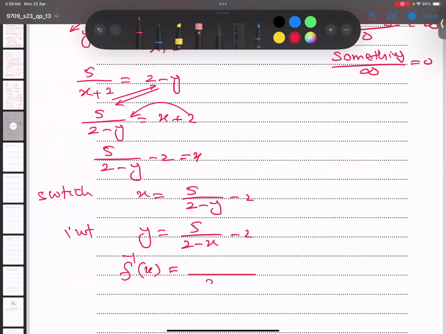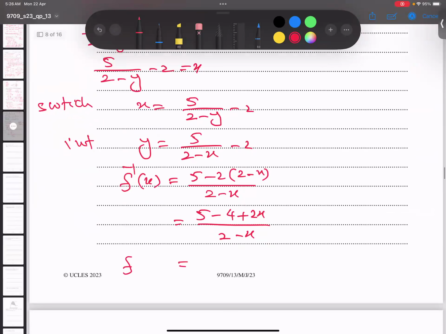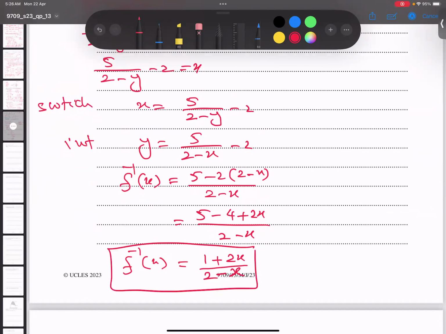LCM is what, student? 2 minus x, 5 as it is because matching, but this number will multiply with 2, but do it carefully in a bracket. So I get 5 minus 4 plus 2x over 2 minus x. And final step, a single fraction, we got 1 plus 2x over 2 minus x. So alhamdulillah rabbil alameen, I believe you got my point.